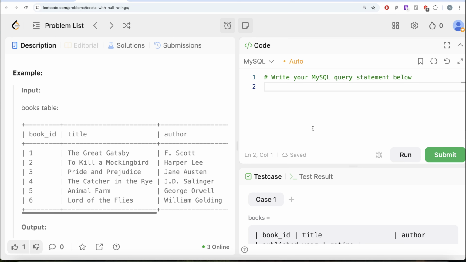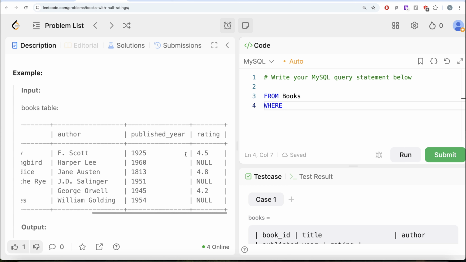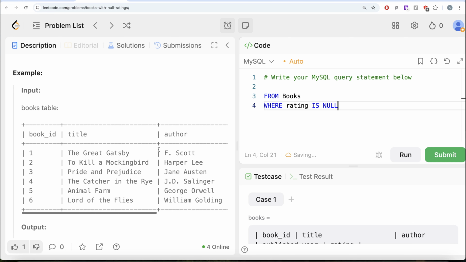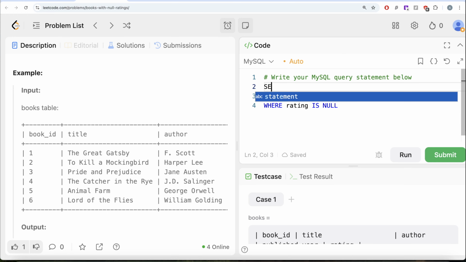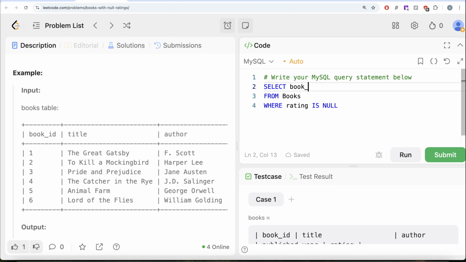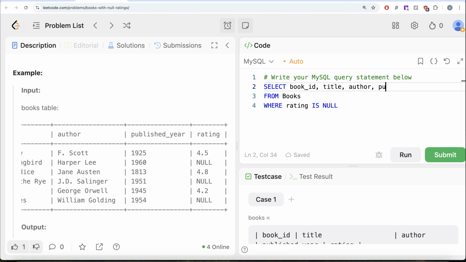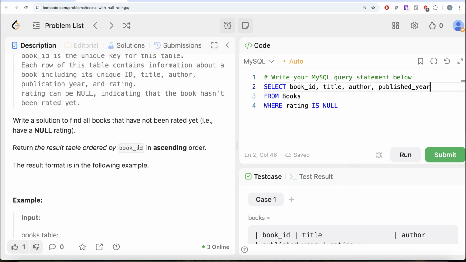So not a difficult question. What we can do in this case is from this table called books, we need to keep only those rows where this column rating is null. So rating is null, and then we need to return the first 4 columns. That means we need to return the book ID, then the title, then the author column, and finally the published year. The question says we need the output ordered by book ID in ascending order. So order by book ID in ascending order.